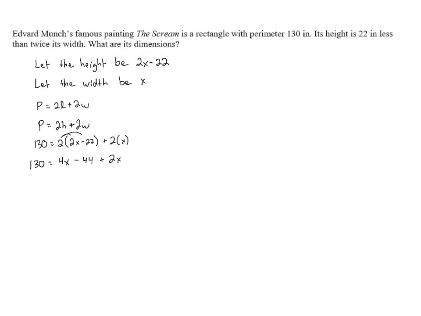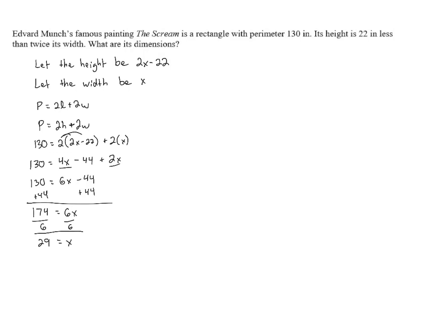Good. Next, we can combine like terms on the right-hand side. 4x plus 2x is 6x. So that gives us 130 equals 6x minus 44. Next, to get rid of that 44 term, we can add 44 to both sides. That gives us 174 equals 6x. And to get x alone, we divide both sides by 6. 174 divided by 6 is 29. So we've got 29 equals x.